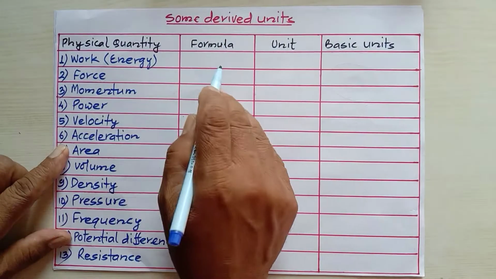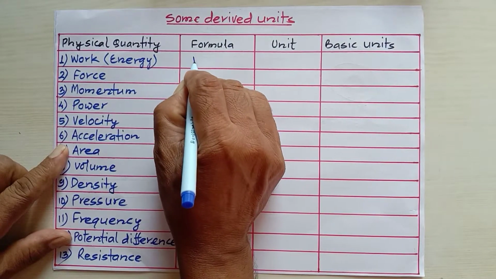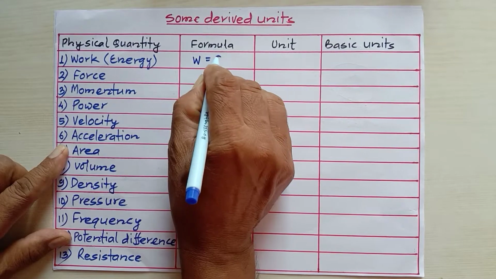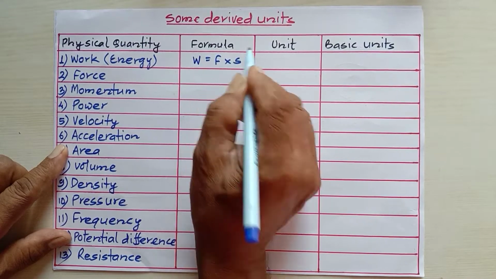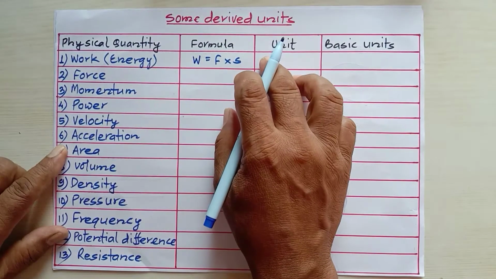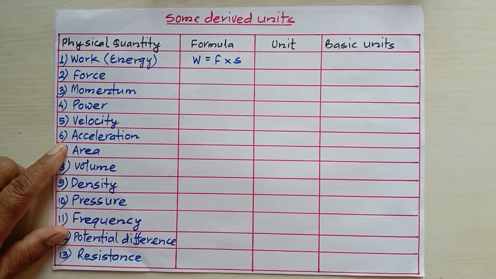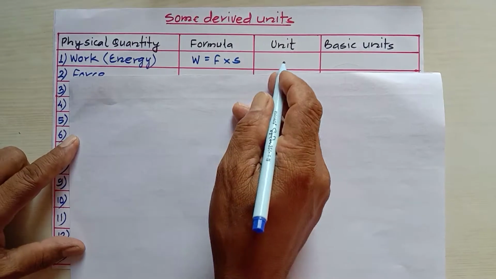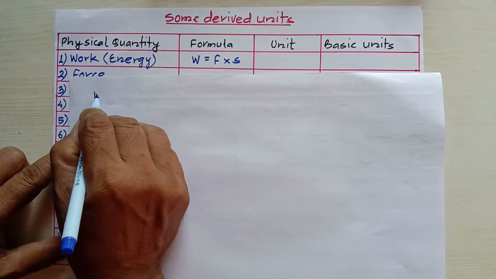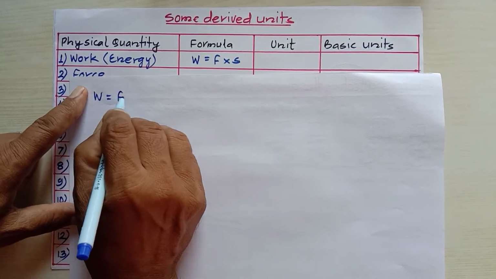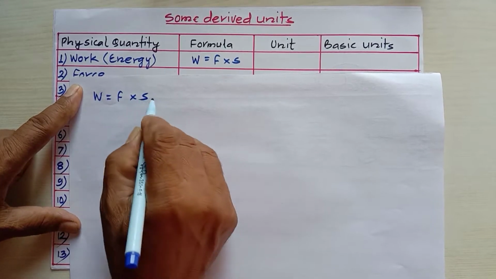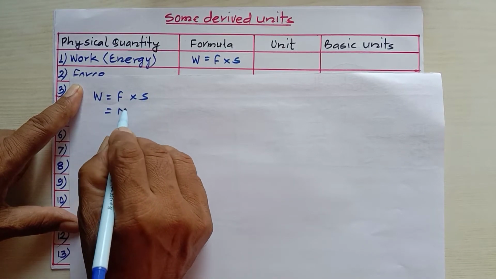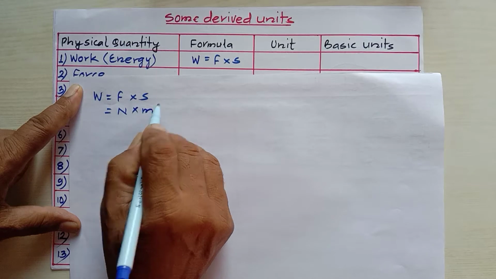Before the unit, I want to write the formula also. Work equals force into distance. We know about this. Now, what is its unit? Its unit is joule. Now, how it is joule, I want to tell you about the joule also. If work is equal to force into distance, then force is measured in Newton and distance is measured in meter.